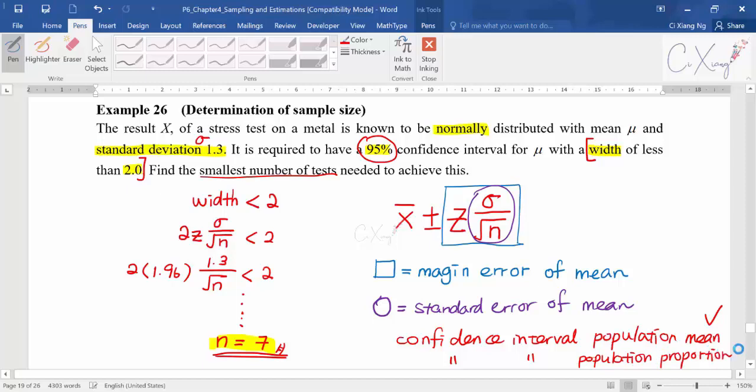Alright, so please take note that for confidence interval, we also have two parts. First part is for the mean, population mean. The second part will be for population proportion. So for this population proportion one, I will cover it in the next video.